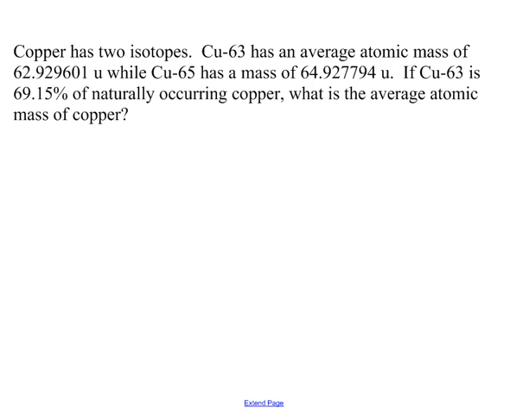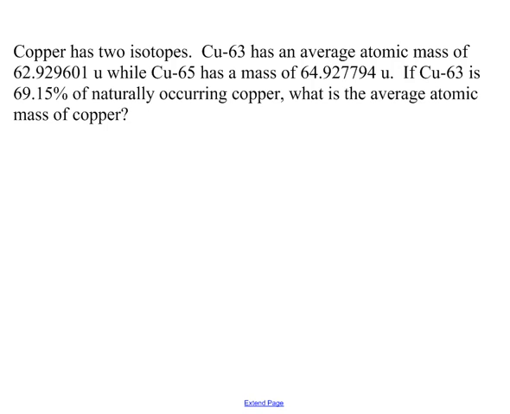Copper has two isotopes. Copper 63 has an average atomic mass of 62.929601 AMU, while copper 65 has a mass of 64.927794 AMU. We are given the naturally occurring abundance of copper 63, and we want the average atomic mass. Remember, the average atomic mass is a weighted average.